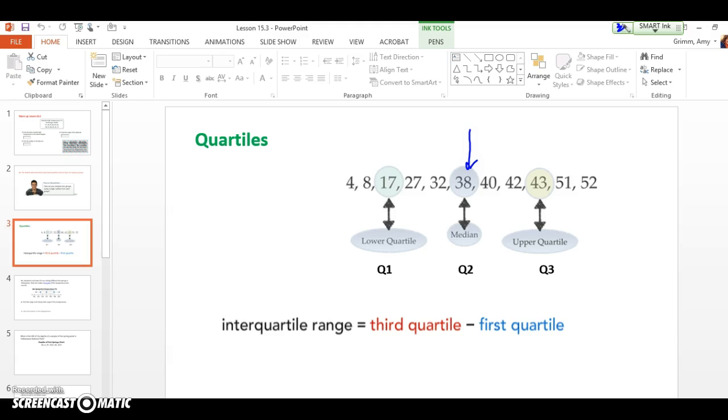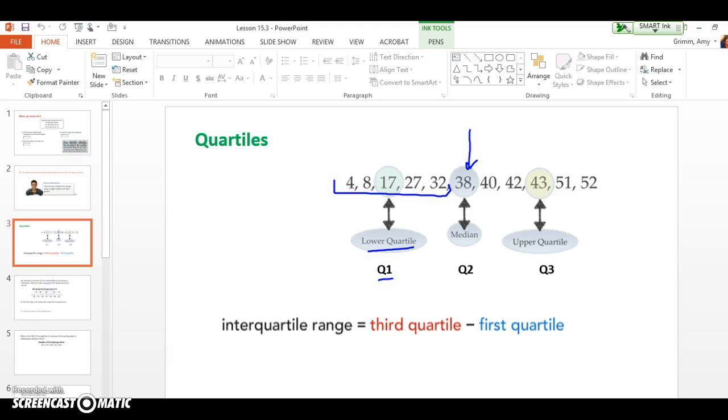Then what we do is we look at this set and we basically find the median again. Okay, so this is the 17. Do you see how it's exactly in the middle of that data set? And that is called the lower quartile, or sometimes quartile 1. Okay, then we do the exact same thing on the upper set of data.